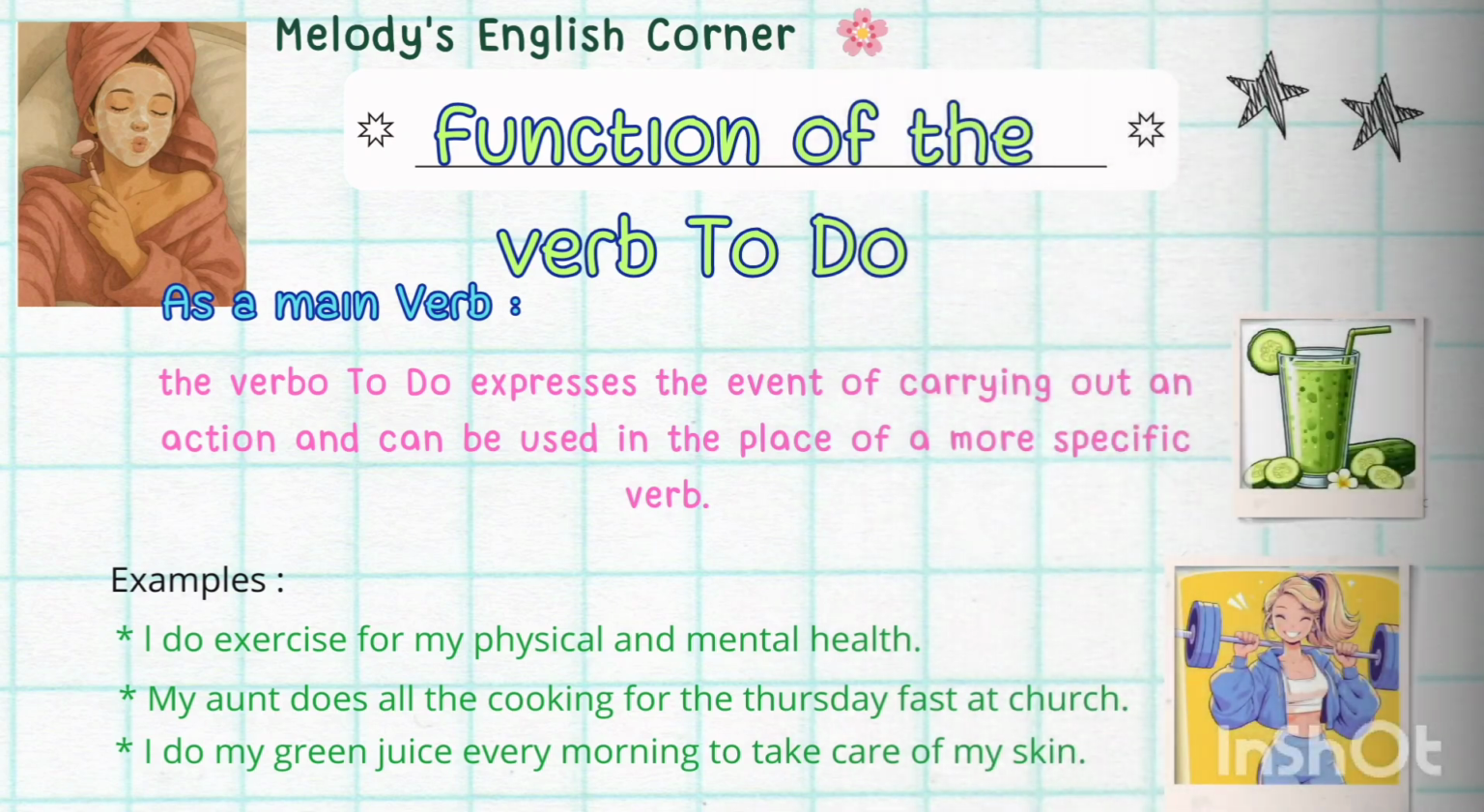Alright guys, now we're going to focus on the function of the verb to do as a main verb. The verb to do expresses the event of carrying out an action and can be used in the place of a more specific verb. For example, I do exercise for my physical and mental health. Do is a main verb.